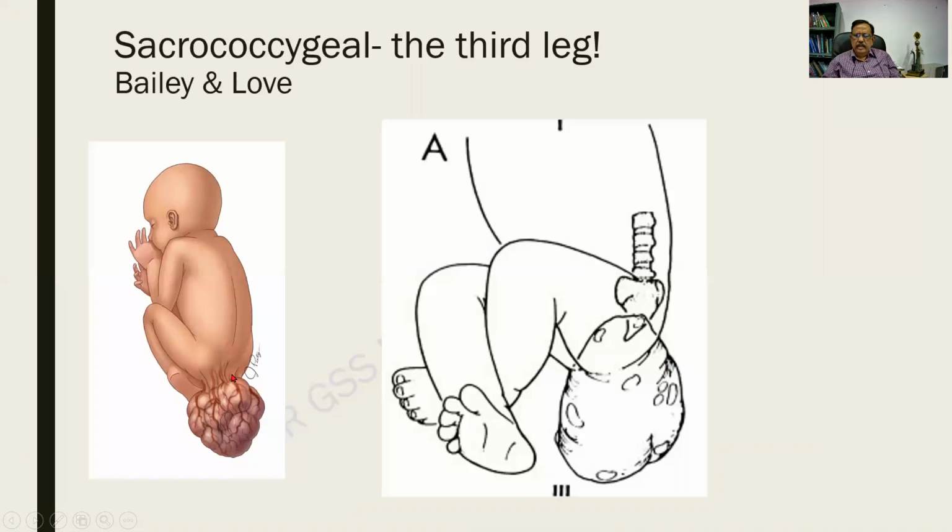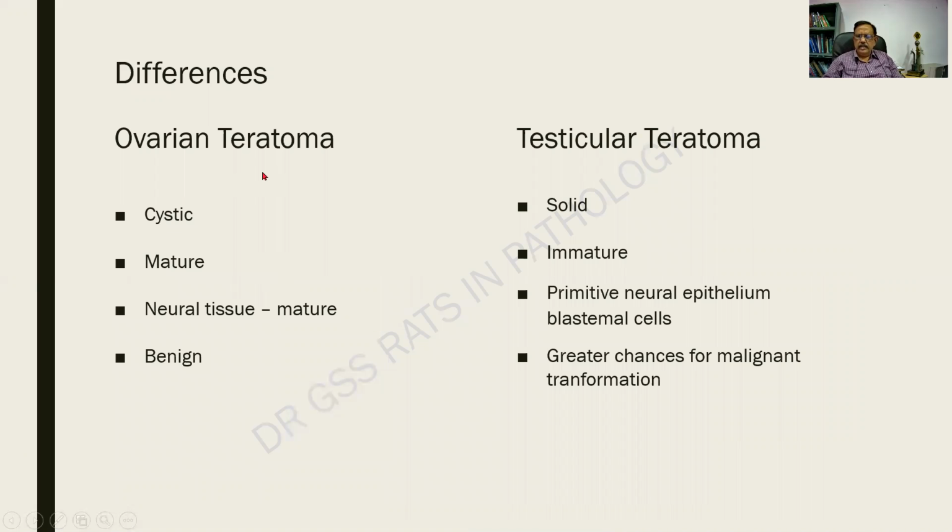Yet another variant, Bailey and Love, the surgical textbook, describes it as a third leg. You find that there is a fetus and then it is sitting on a third leg, a sacrococcygeal teratoma. These are the basic differences between the ovarian and the testicular teratoma. In the ovary, it is cystic, testicular, it is solid. Mature, immature. Neural tissue is mature, primitive neural epithelium. This is benign, and in testicular teratoma, there are greater chances of malignant transformation.